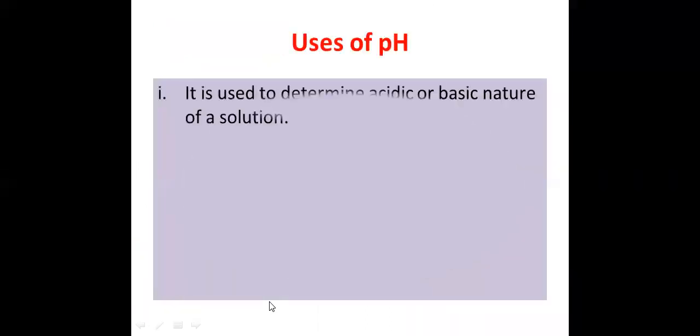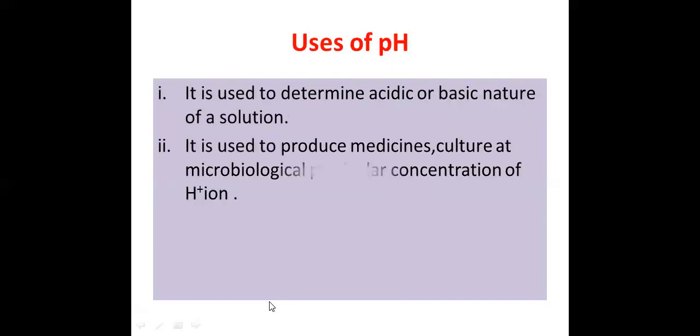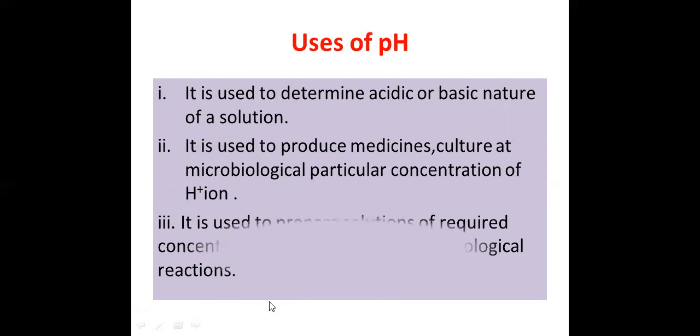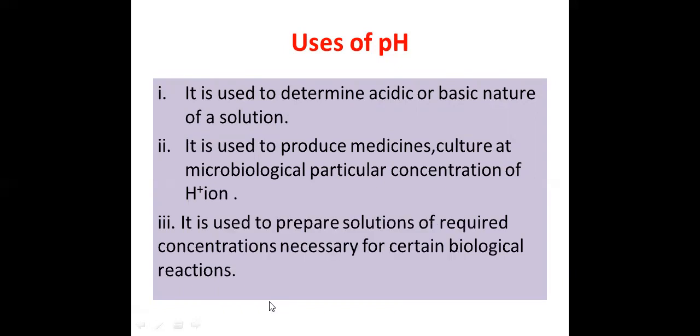Uses of pH. It is used to determine the acidic or basic nature of a solution. It is used to produce medicines and microbiological cultures at a particular concentration of hydrogen ion. It is used to prepare solutions of required concentration necessary for certain biological reactions.